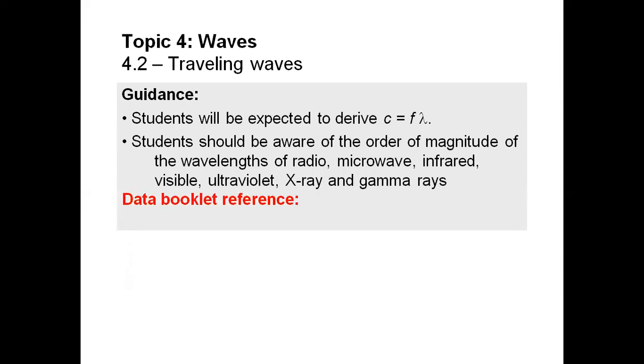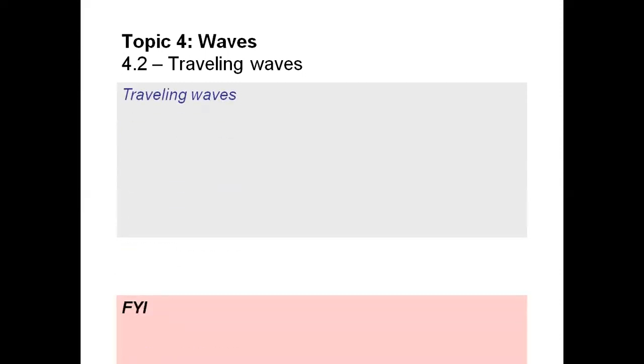And in the physics data booklet, you will be given the wave speed equation. The wave speed is equal to frequency times wavelength. So let's start from traveling waves.